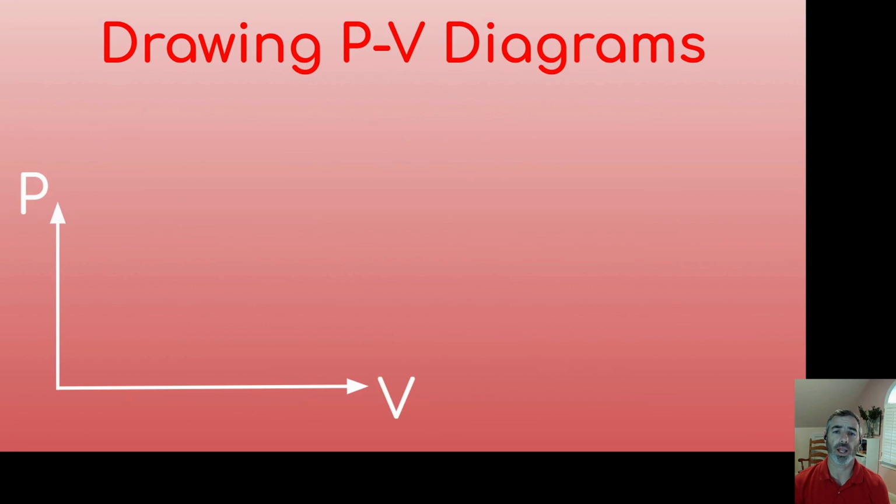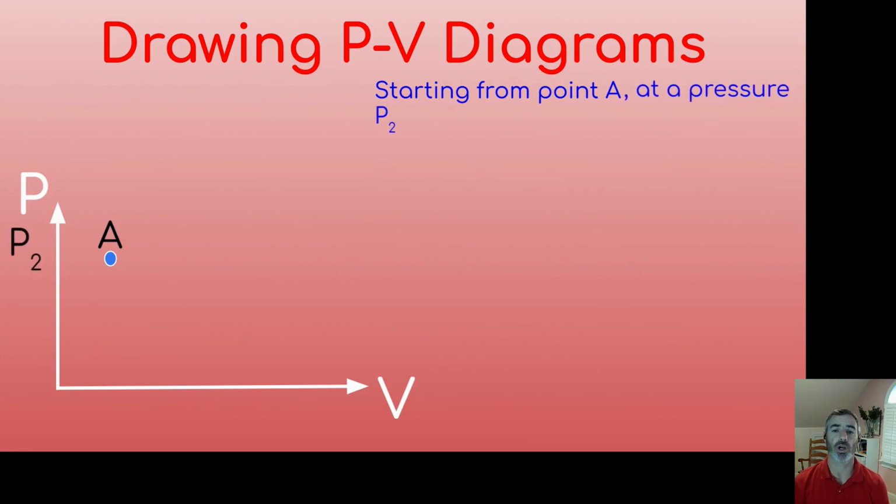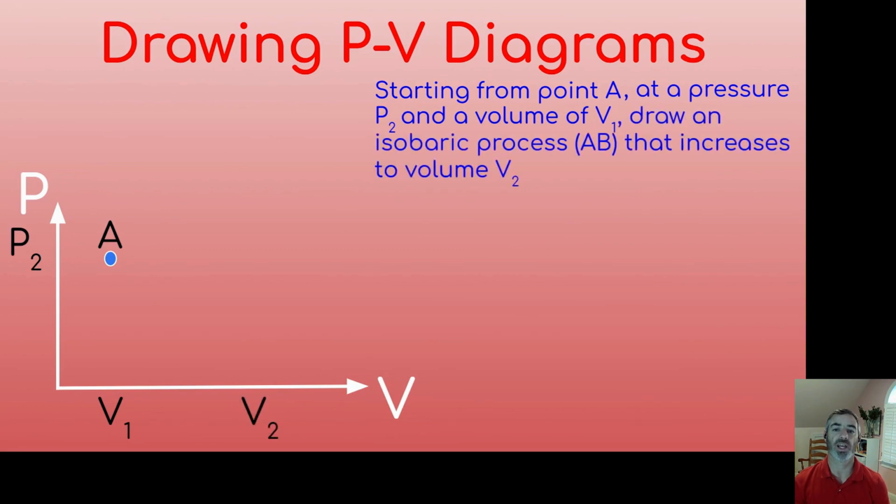So we're going to start at a position A, and that position A has an initial pressure of P2 and an initial volume of V1. We know this process is given to us: it's an isobaric process that goes from position A to B and expands to volume V2. So isobaric, we know the pressure is constant, so we're going to draw a horizontal line from A to B.